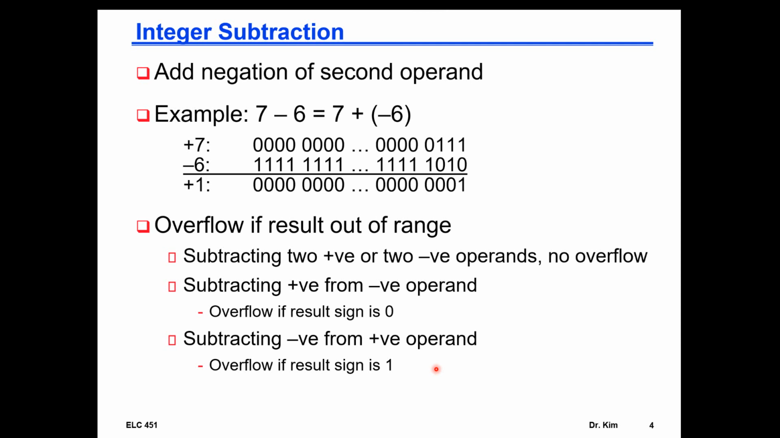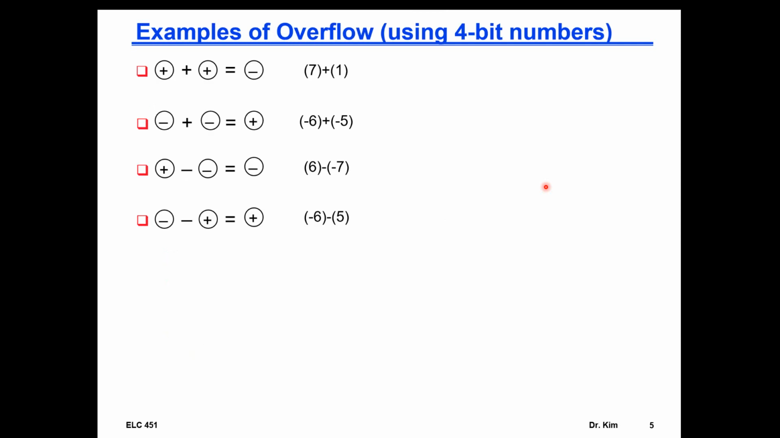So we can see here that the result is 1, so that fits in the range. So we don't have an overflow in that case. Here are some other examples.